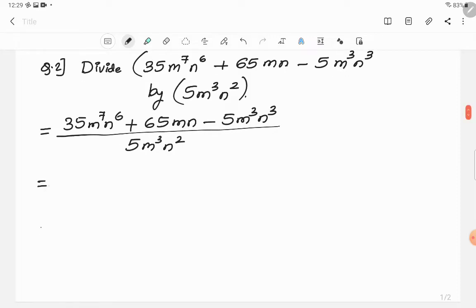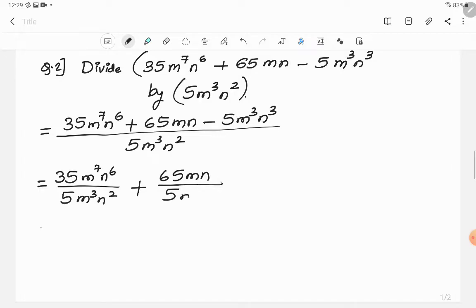Alright, it's time to split. So what we'll do, we'll write everything as numerator by denominator, numerator by denominator, numerator by denominator for all the three terms of the numerator polynomial. So we'll write 35 m^7 n^6 divided by 5 m cube n square, then plus 65 mn divided by 5 m cube n square, then minus 5 m cube n cube divided by 5 m cube n square.